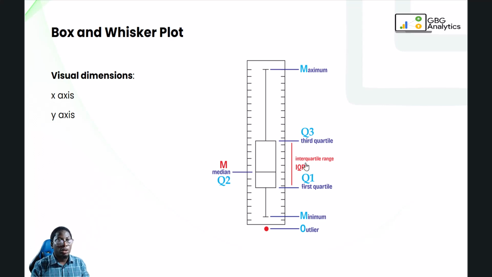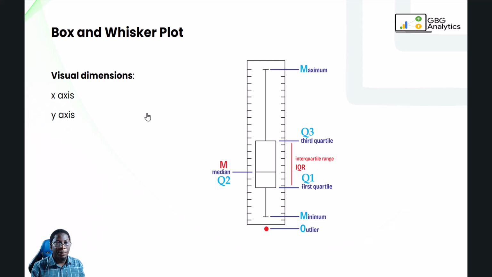Box plots also have these visual dimensions, the x-axis. As you can see, it can be here, and then the y-axis is what we have all these values for: the maximum, the Q3, the Q1, the minimum, even the outlier. So all of these you can get their values from the y-axis.